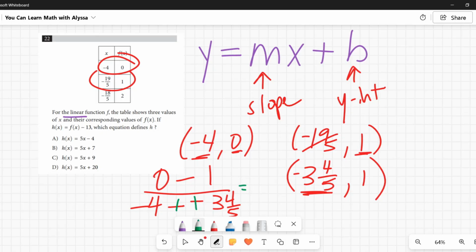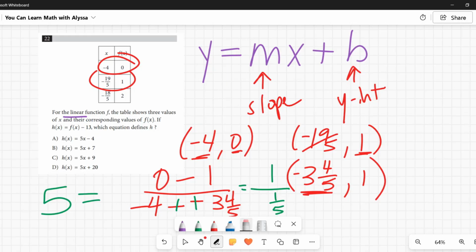So on top, 0 minus 1 is -1. And on the bottom, -4 plus a positive 3 and 4 fifths would just leave a single -1/5. So -1 divided by -1/5. Those negatives cancel out. So those are gone. 1 divided by 1/5. How many 1/5ths are there in 1? 5. So my slope is 5.